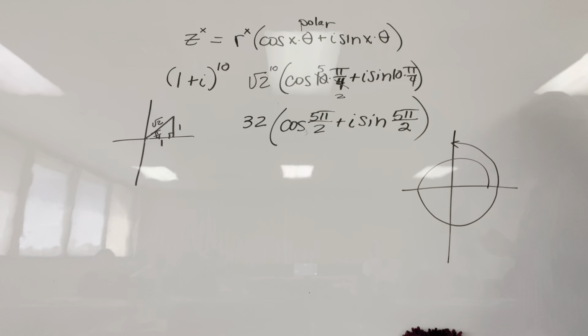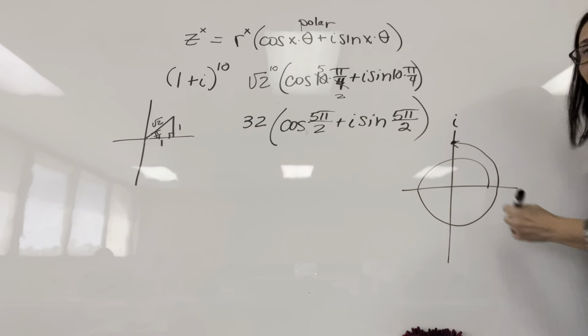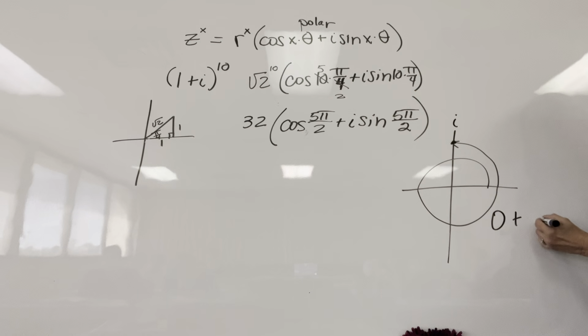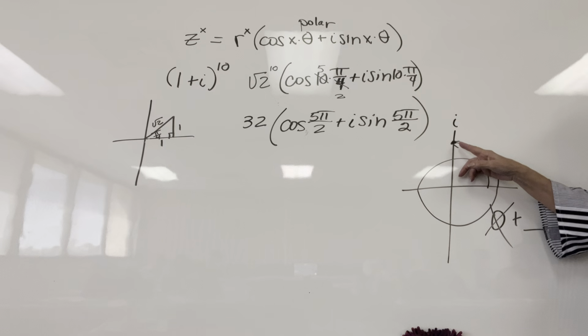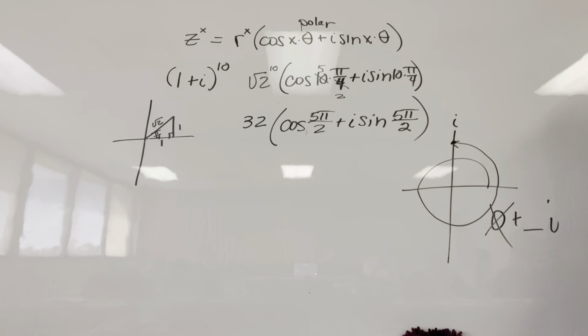So it's on the axis. So it only has what value? 1 and 0, or 1. Which value does it have? It only has an i value because it would be 0 plus some number i. We don't add 0. So we just have to figure out the i value.